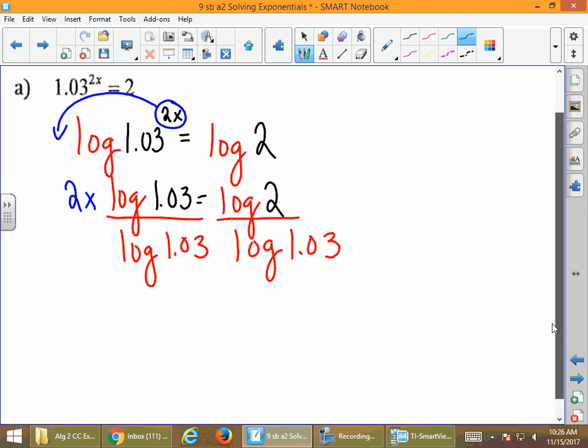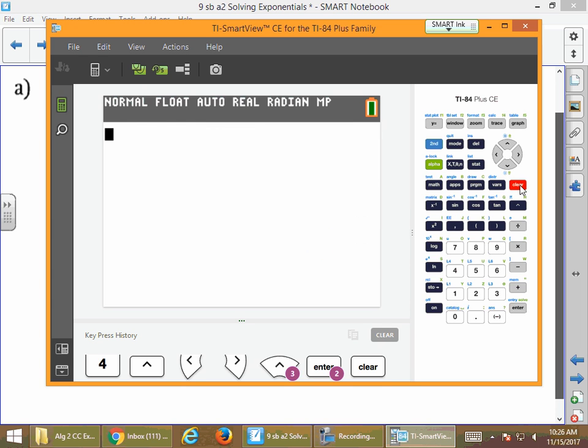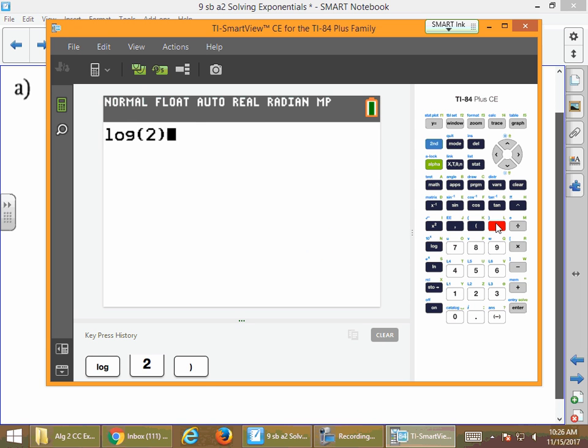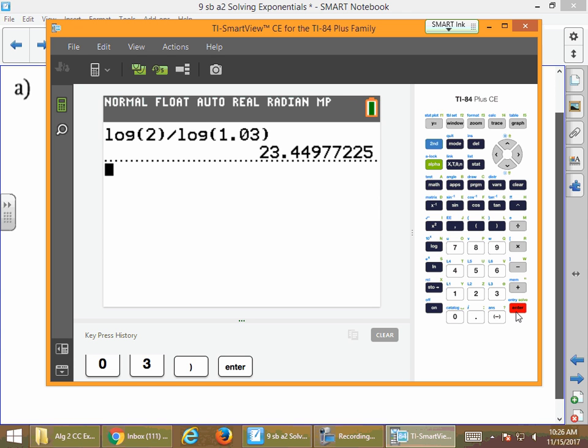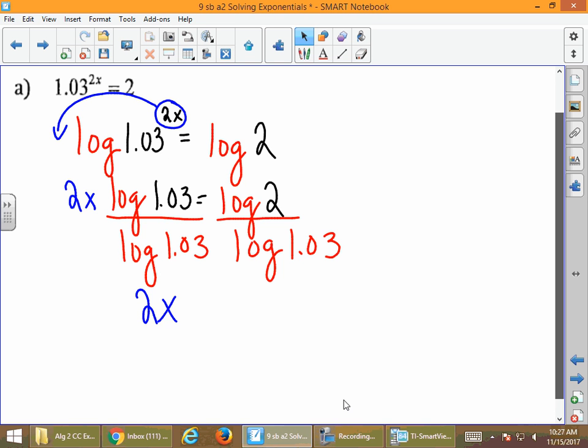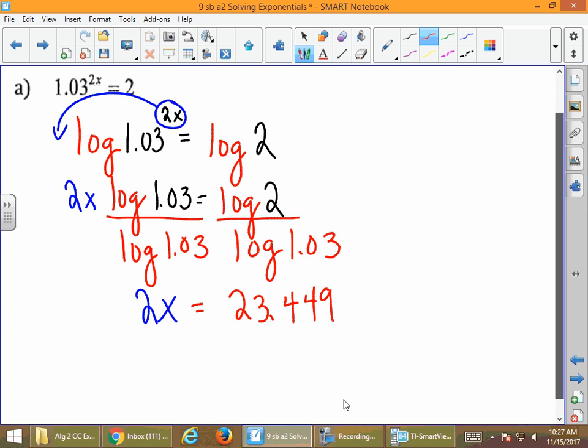Now, that 2x is still over here on the left. We can type this in, but remember what we said on the front page. Don't round until the very end. So when we type this in, log 2, close the parentheses, divided by log of 1.03. It's going to give us a big long decimal when I type that in. Leave that value in your calculator. And I'm even going to write down a shortened version. I'm not going to round it, 23.449. But approximately, we get 23.449. I'm only writing that down because I want to finish with the math, and then I'll round at the end.